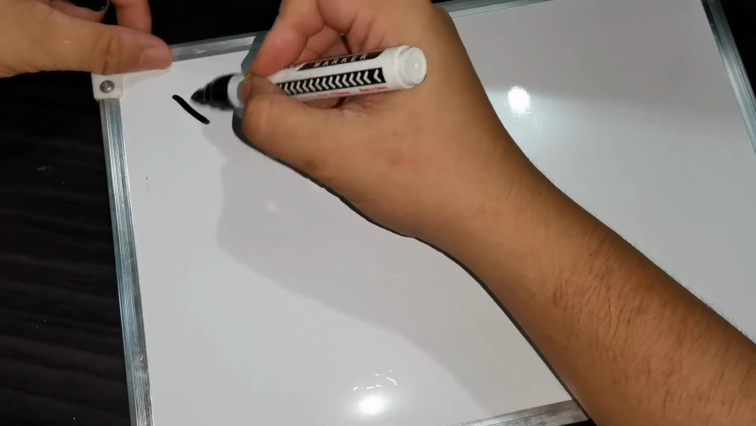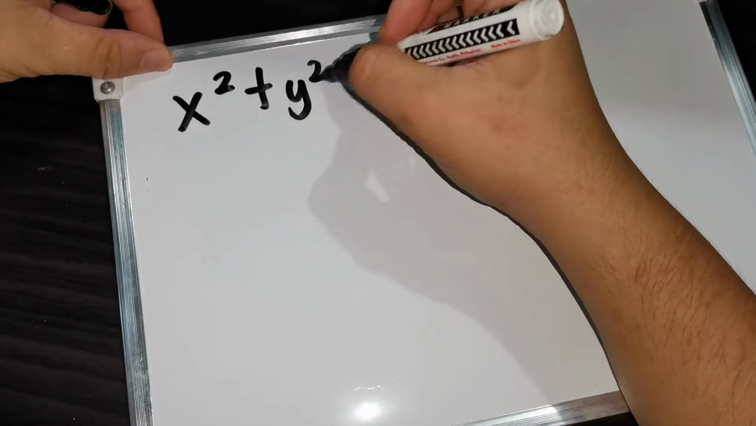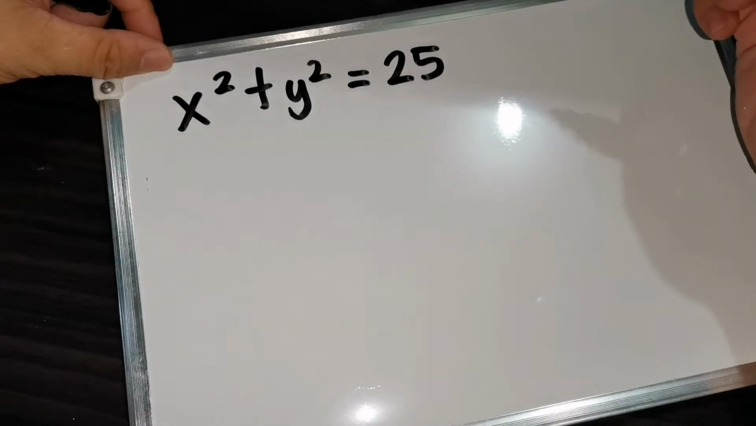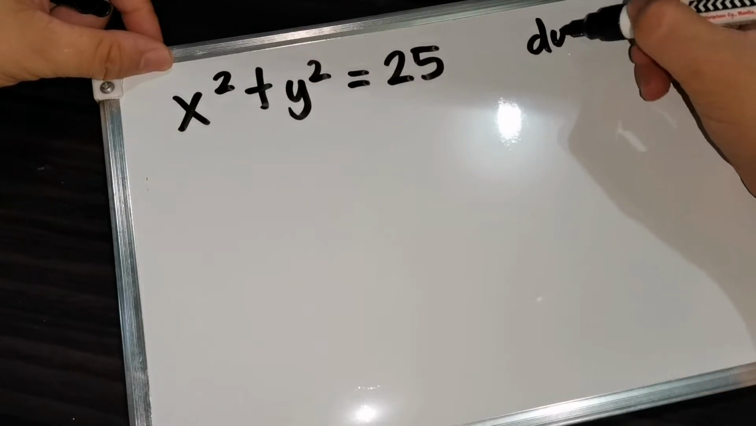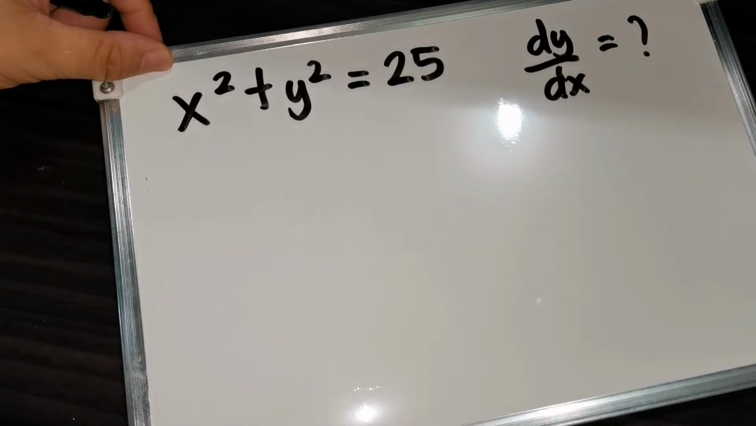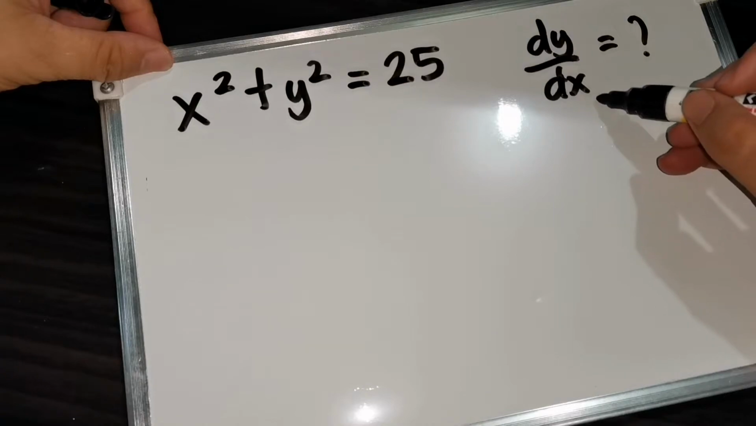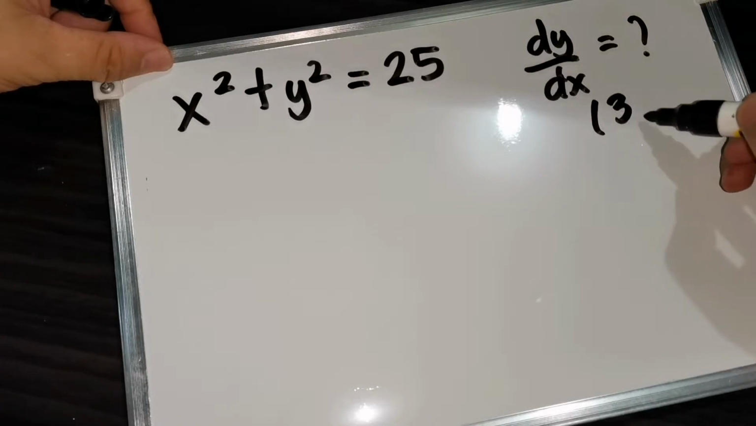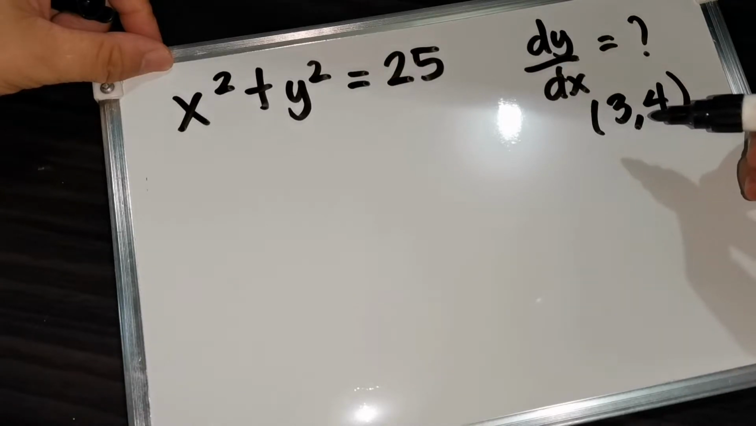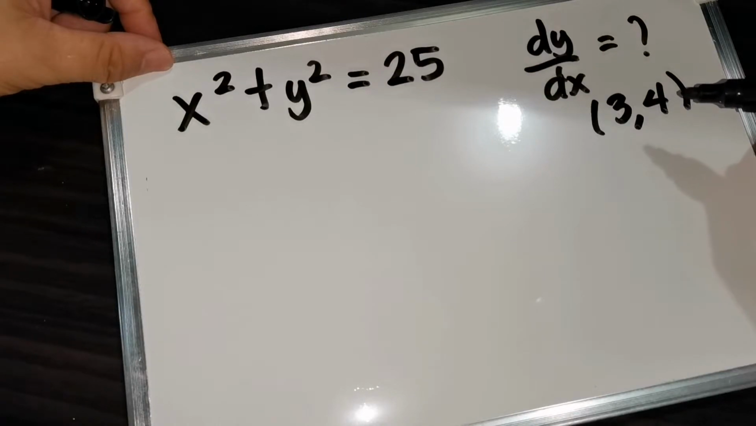For the solution to this given problem, let's copy the given equation, which is x squared plus y squared is equal to 25. Then our task now is to find the value of dy over dx, given a point which has coordinates of 3 and 4. Both x and y coordinates are positive values.